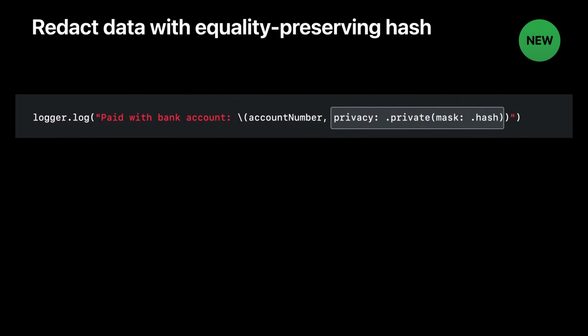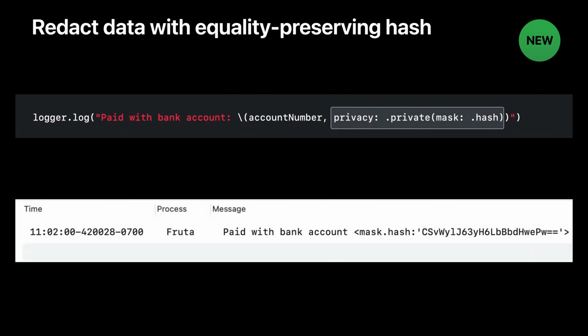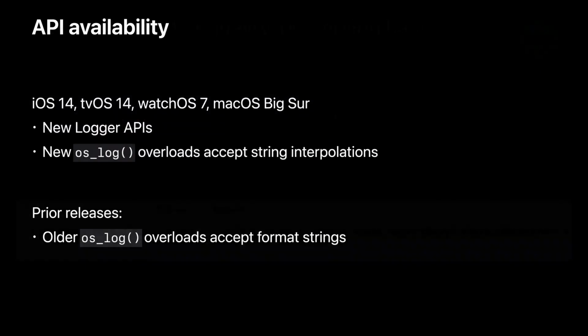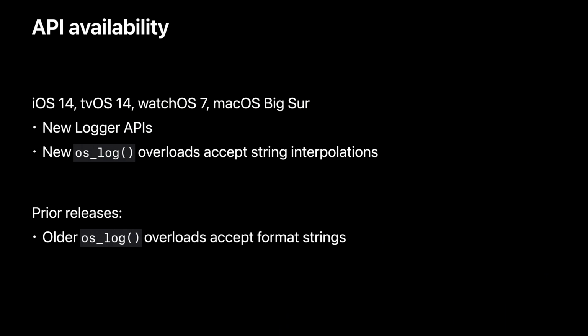For example, here I am passing a mask parameter to the .private privacy option in order to log a customer's bank account number with a hash. This lets me find out when two log messages refer to the same account without revealing the account number. The logger APIs I described are available in iOS 14. If your app targets prior releases, you can use the os_log function that accepts printf style format strings. Starting in this release, string interpolations can also be passed to the os_log function, just like with logger.